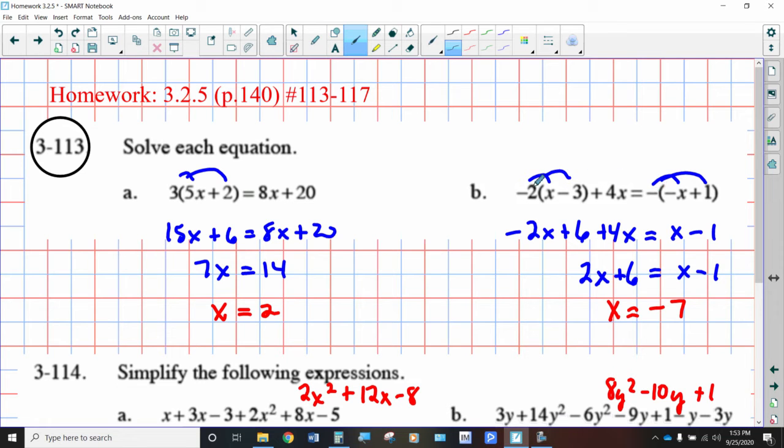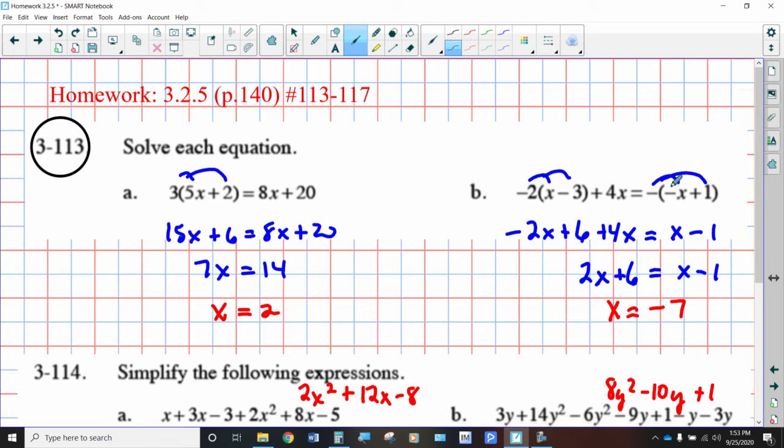And in a situation like this where you're sending in the dive bombers with a negative number, remember negative 2 times x becomes negative 2x, and negative 2 times negative 3 becomes positive 6. This 4x is not affected by distributive property because it is not inside the parentheses. So it only applies to the terms inside parentheses that are being multiplied times the number on the outside of the parentheses.